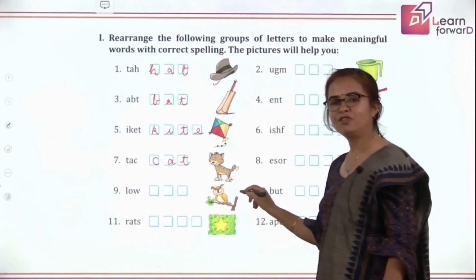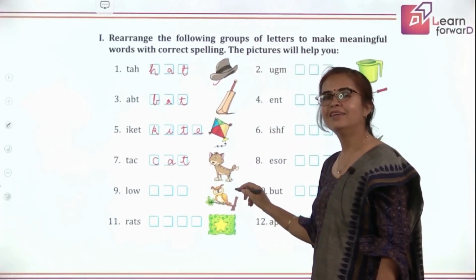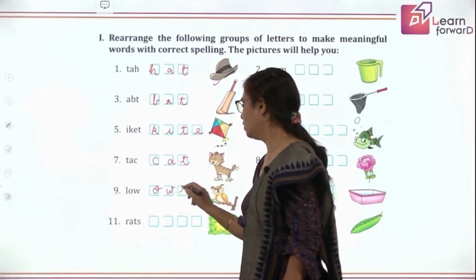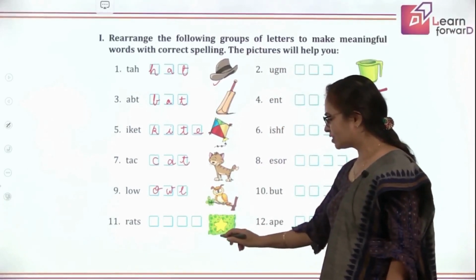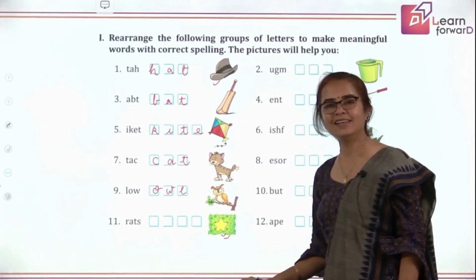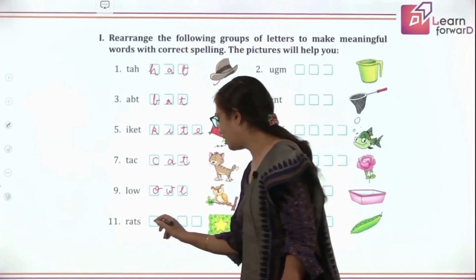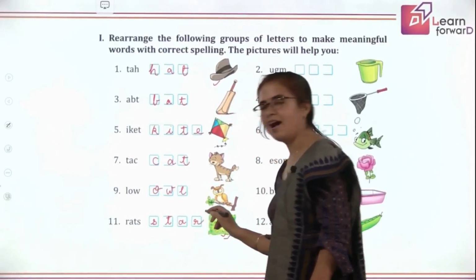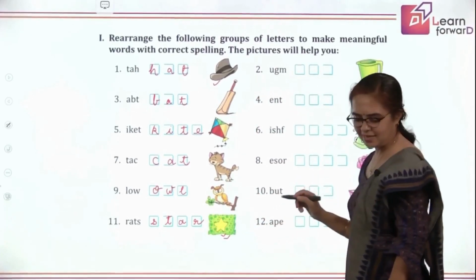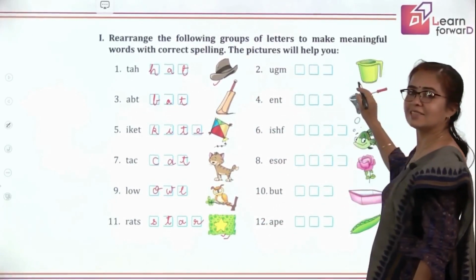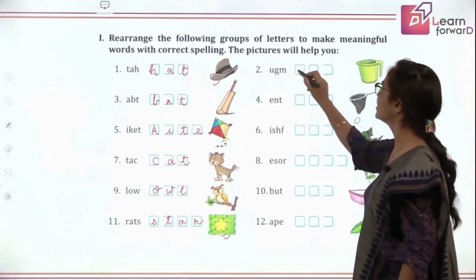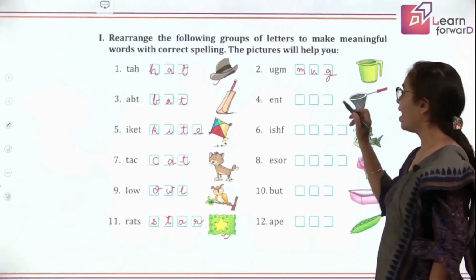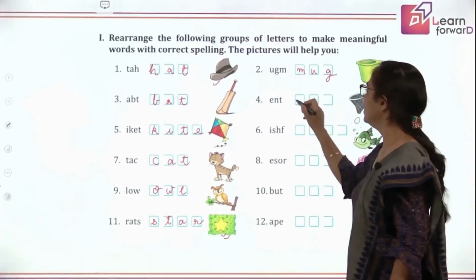And what's the name of this bird? Yes, that's an owl. What's this shiny little star? Good. S-T-A-R. Next is, what's this? Yes, that's a mug. And this is a net.